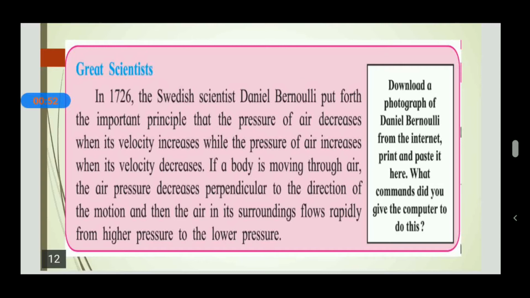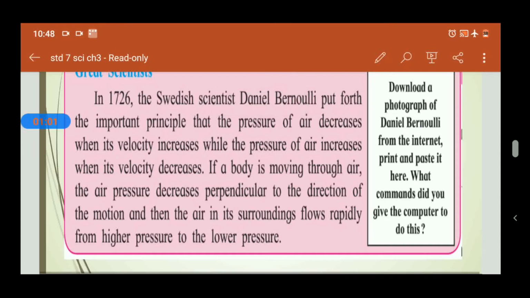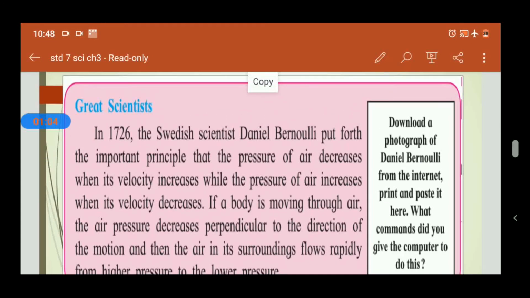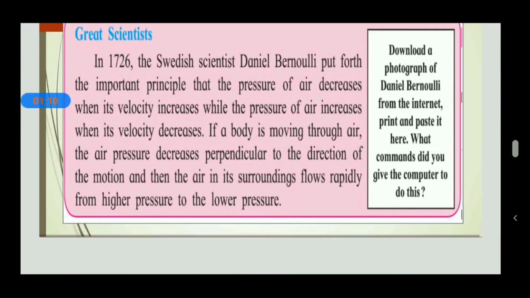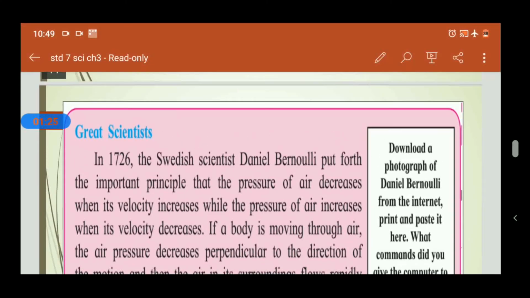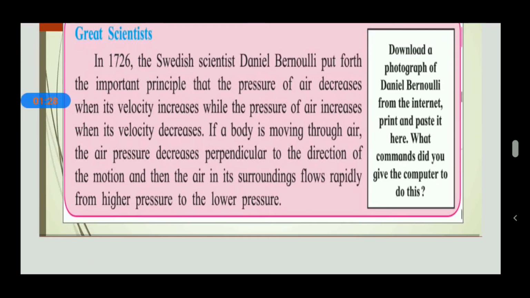From this you understand that when the pressure of air decreases, its velocity will increase, and if the pressure increases, the velocity will decrease, and vice versa. Means they are inversely proportional. What does inversely proportional mean? When one thing goes on increasing, the other thing goes on decreasing. As much as the first thing increases, that much proportion of the other thing decreases in this manner. So just remember, they are inversely proportional to each other. As the pressure decreases, velocity will increase, and if the pressure increases, the velocity will decrease.